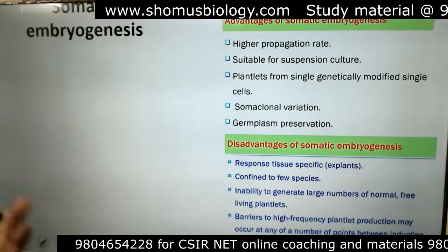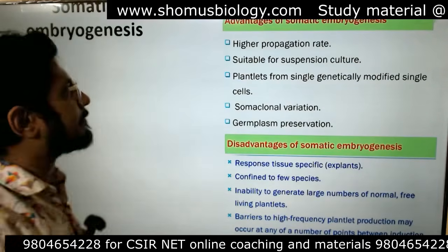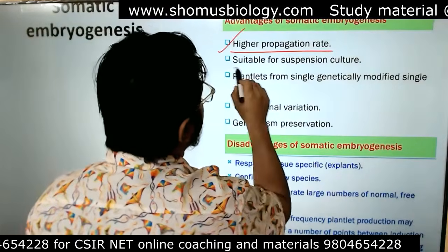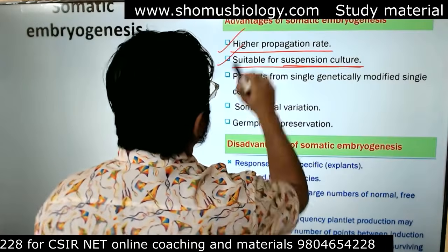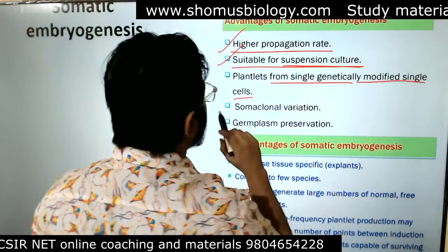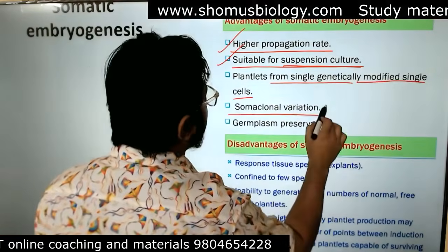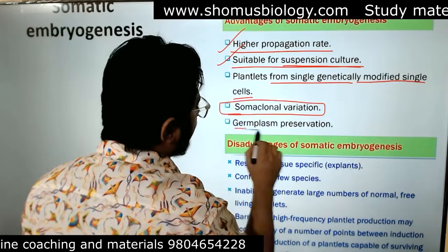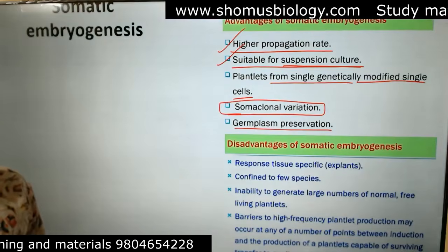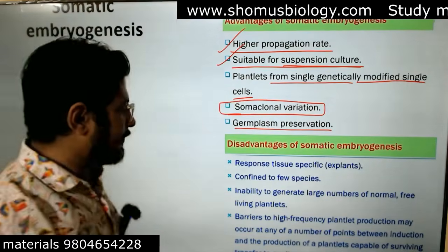So what are the advantages and disadvantages of somatic embryogenesis? The advantage is a higher propagation rate. It is suitable for suspension culture, and gives plantlets from a single cell, including a genetically modified single cell, so they are identical in nature. Somaclonal variation is the only way variation is possible. Germplasm can be preserved because there is no change with generations, so it can be preserved for research or future reference.